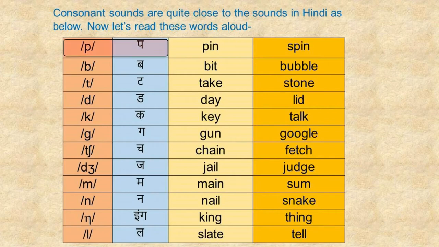Per, pin, spin. Ber, bit, bubble. Ter, take, stone. Der, day, lid. Ker, key, talk. Ger, gun, google. Cher, chain, fetch. Jer, jail, judge. Mer, main, sum. Ner, nail, snake. Ing. Ing sound is very particular in English. It is not found in Hindi like king, thing, ring. So it is ing sound.